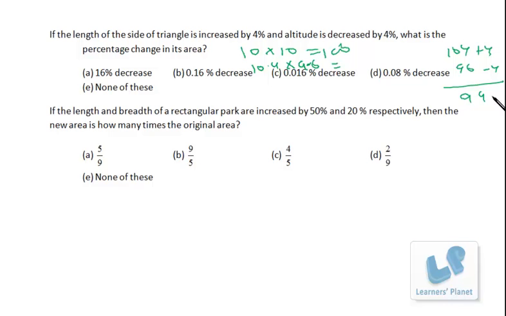So it's 9984. That means it is 99.84. So 100 minus 99.84, we can say 0.16% decrease in the area.